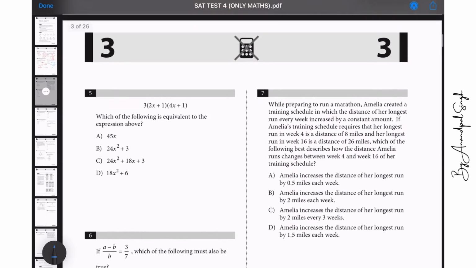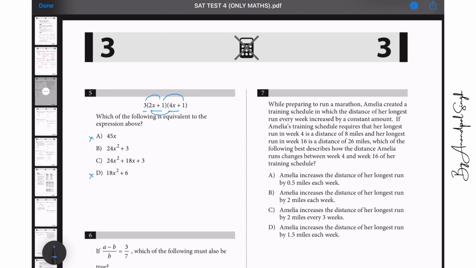Next question. Which of the following is equivalent to the expression above? Now here we need to just simply multiply all these three factors. One thing you should keep in mind is let us multiply the constants first of all. 1 times 1 is 1 and then 1 multiplying by 3 is 3. It means at the end we should get 3. So A is ruled out and D is ruled out because at the last we should get 3. Let us check what is at the beginning.